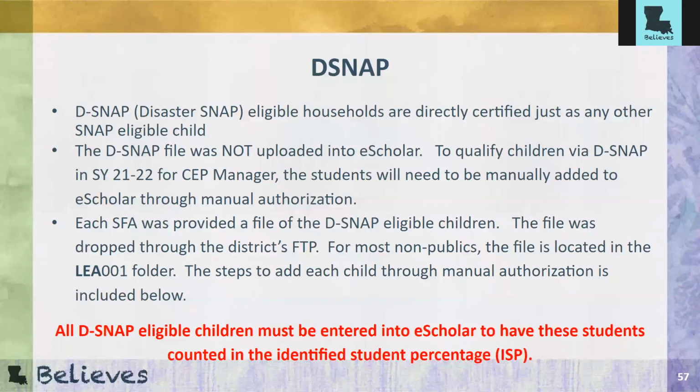Each SFA was provided a file of the DSNAP eligible children. The file was dropped through the district's FTP site, and for most non-publics, the file is located in the folder in the FTP site that is the LEA number and then 001. The steps to add each child through manual authorization are included on the next few slides, and all DSNAP eligible children must be entered into eScholar to have those students counted toward the identified student percentage.